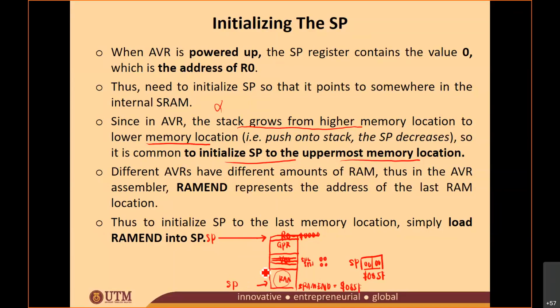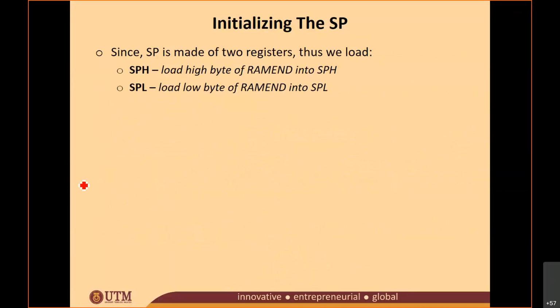Okay, so how do we do that? We need to initialize it, so we need to do some coding, some programming. Recall back, the stack pointer is made of 2 registers. The stack pointer is 16 bits, so you can divide it into 2 bytes, which are the high byte and the low byte. SPL is for the low byte and SPH is for the high byte. So now we are going to put 085F into SPL and SPH, so that our stack pointer points to address 085F.